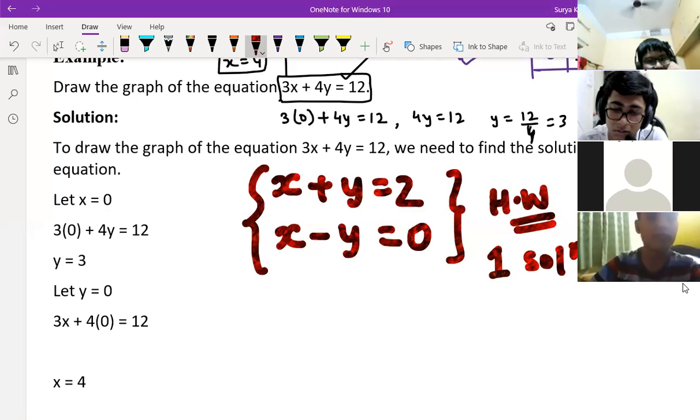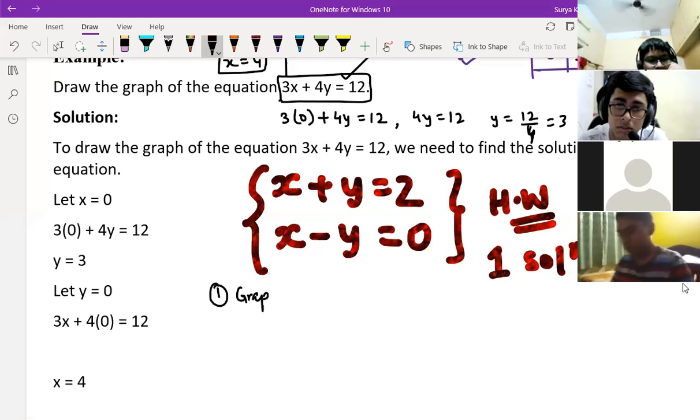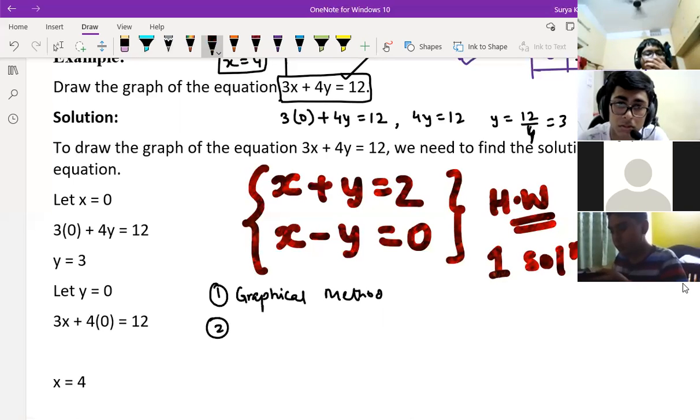So there are so many methods to solve. See, I'm telling you how many methods we have to solve. The first method is your graphical method, okay? The second method to solve is the substitution method.